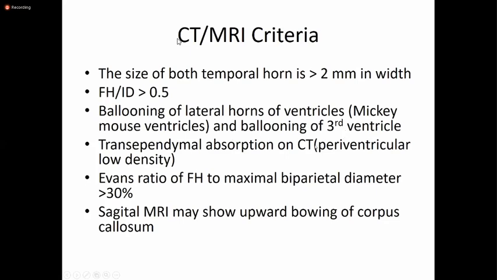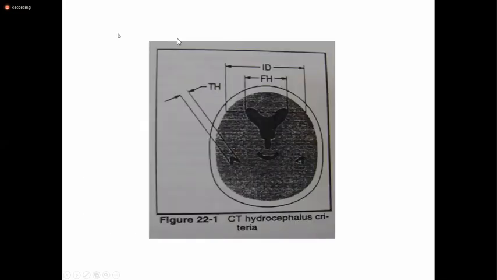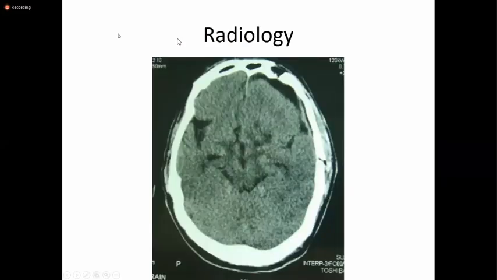I will show it to you. Other point to pick up the hydrocephalus on the CT scan is transependymal absorption on CT, which is also known as periventricular lucency or periventricular low density. So I will show you the picture of that.